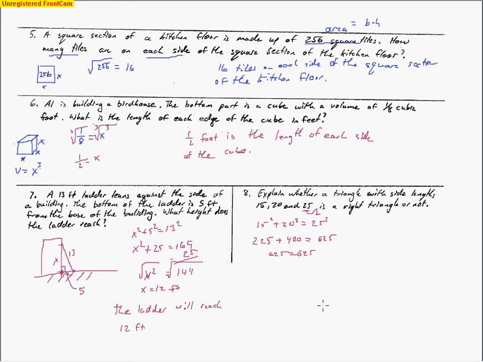So here's the little phrase that you'll use. You'll say, since 15 squared plus 20 squared equals 25 squared, then the triangle is right.